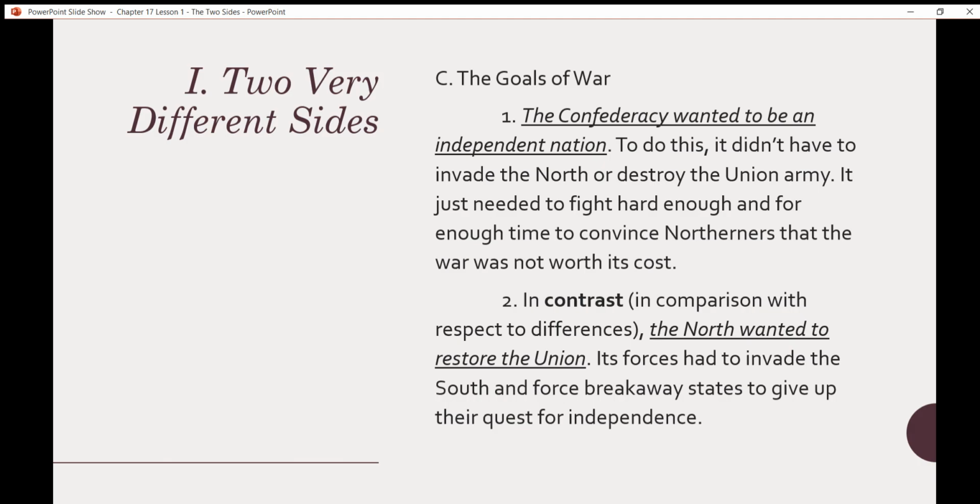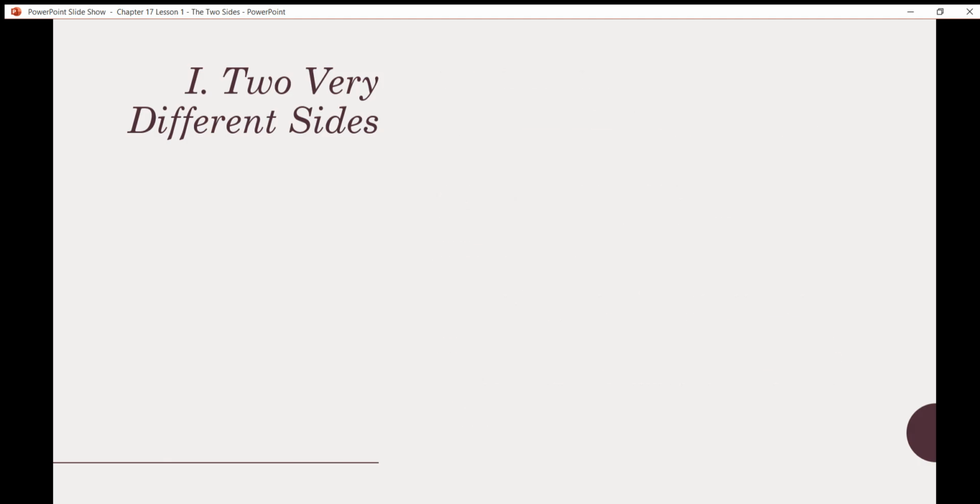So it's going to have to think a little bit differently than just defending a belief or not destroying. Unfortunately, the Union's going to have to be a little more destructive in their ideas and carrying them out. Its forces had to invade the South and force breakaway states to give up their quest for independence.